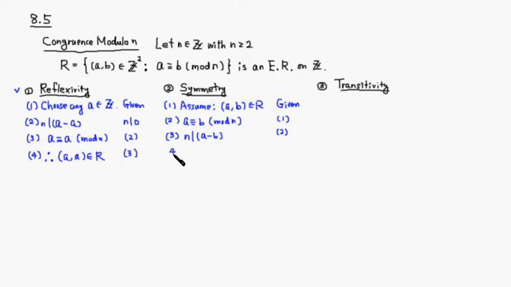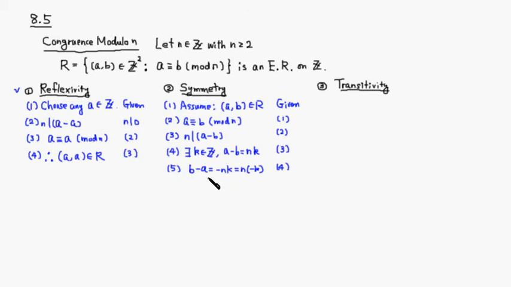Then 4: n divides a minus b, so we know that there must be some integer k such that a minus b is equal to n times k. That comes from 3, just the definition of divisibility. And then 5: since we want to say b is related to a, we're going to do b minus a. b minus a is simply the negative of a minus b, so this is negative nk, or we can rewrite it as n times negative k. That comes from 4.